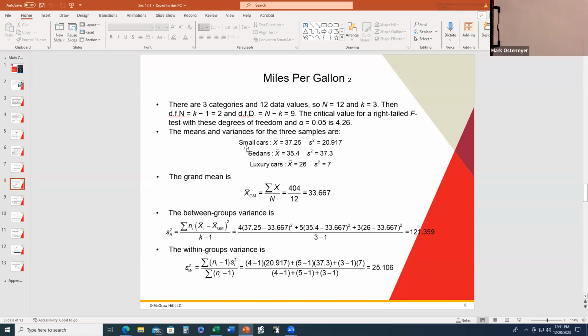Now we have to find the mean economy for small cars, which is 37.25 miles per gallon. For sedans, it's 35.4, and luxury cars is 26 miles per gallon. Now you're probably wondering, why not just look at these sample means? Why do we have to bother with all this other stuff down here? It's obvious the sample means are not equivalent to each other. So why don't we just take a leap of faith and say all the population mean fuel economies are not equivalent to each other.